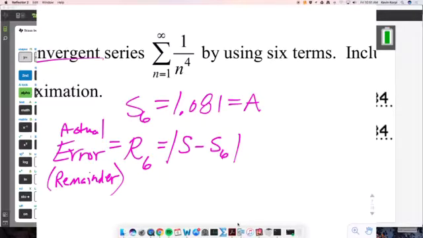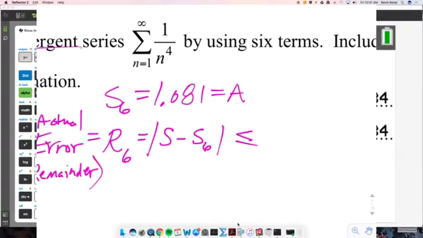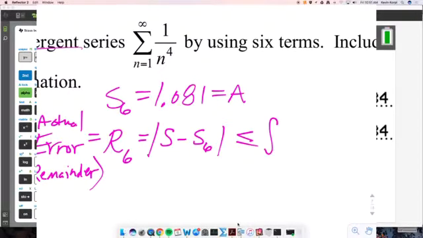All right, and that's a pretty common thing, right? Actual minus theoretical, or theoretical minus observed, is another way, like in the science class. And then we take the absolute value because we don't really care about the sign. We don't know what it is, but we do know that it's less than or equal to... okay, here's where the error bound is. It's less than or equal to the integral from 6 to infinity of 1 over x to the 4th dx.